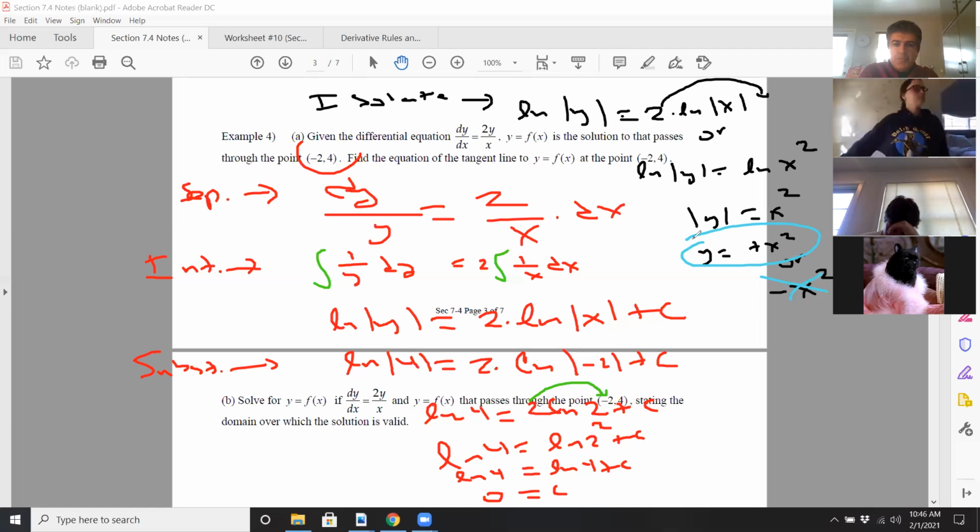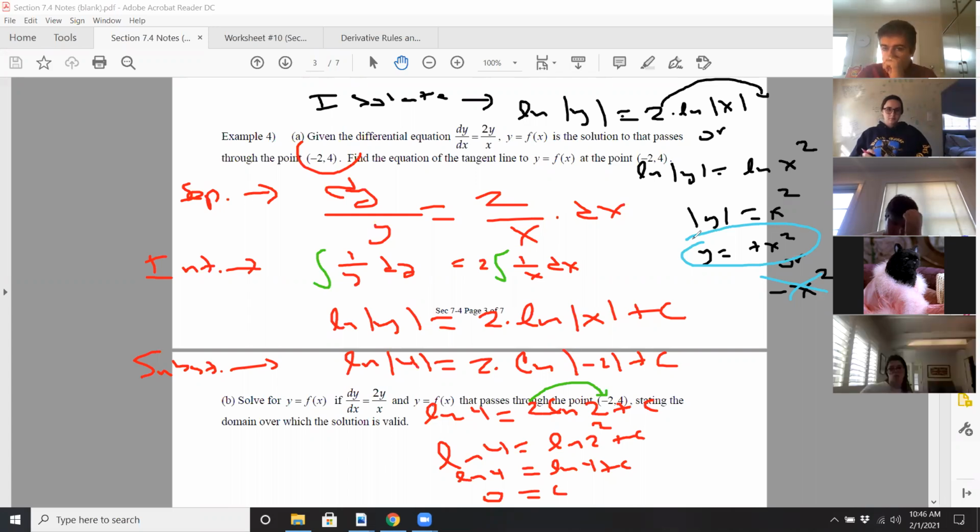Okay. Now that I've done all that, so actually I've done part B for you, come to think of it. I should have held off on that, but that's okay. So I've actually done part B. This is all part B, because that's what part B is asking for. You have to state the domain.